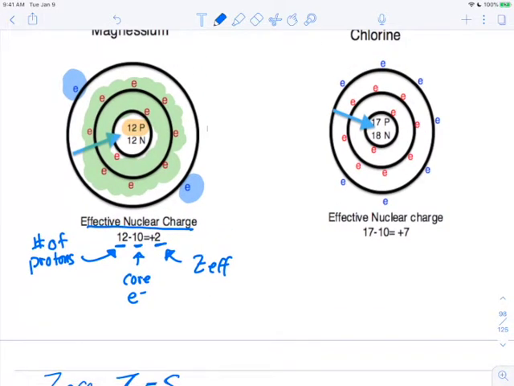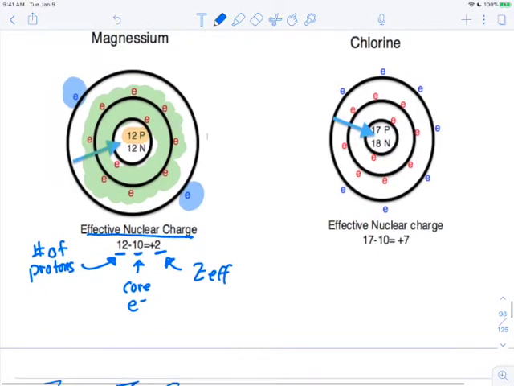So if you were a valence electron in magnesium, you would feel a charge of plus 2, not the original plus 12, because your big siblings are keeping some of those protons busy right now. So you only feel the plus 2. So any questions on anything here so far? I know this is kind of a weird concept to wrap your head around.